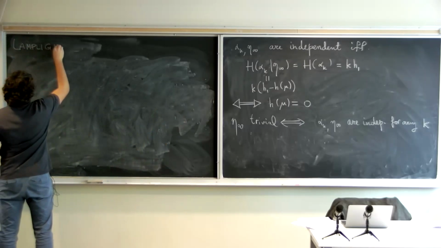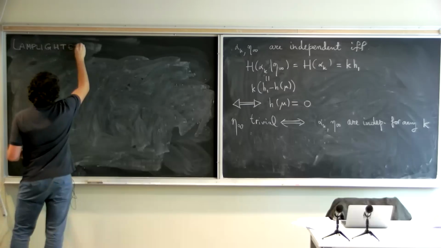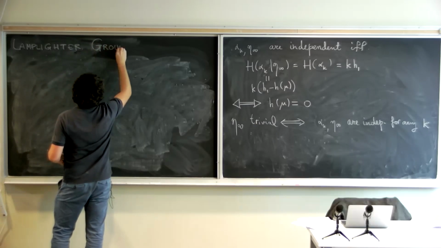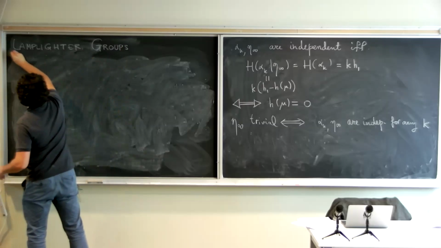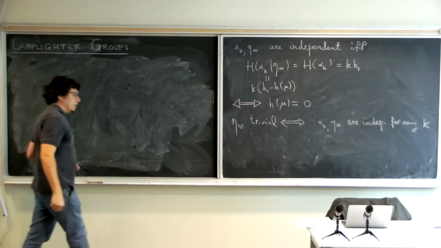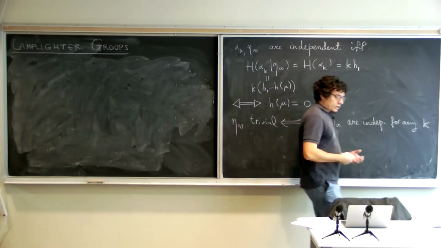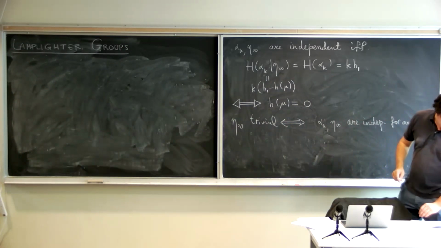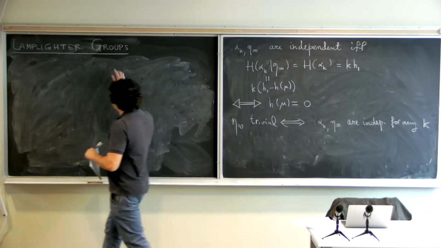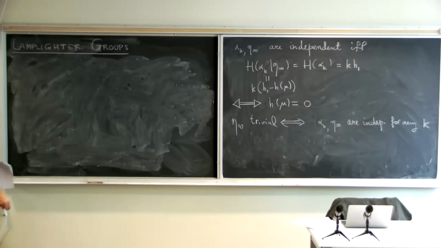So these are the first sort of non-trivial examples of where there is really a subtlety between whether this boundary is trivial or not. So, well, you can do a lamplighter group on any space, but we just look at the lattice.